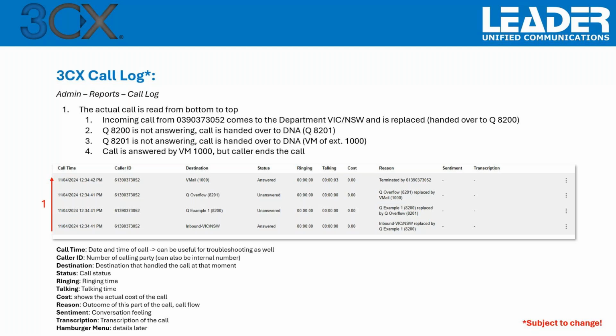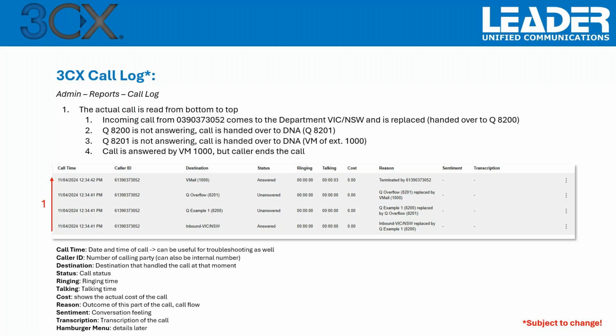We can see that it is inbound, coming to a department. It is then answered by the department, coming into the queue. We see that status, we see the ring and talk time, and then the reason for what is actually happening. So it was answered because it was handed over to the queue. Then it was in the queue, and in the queue it was unanswered, and we can see by the reason that it was replaced by queue overflow.